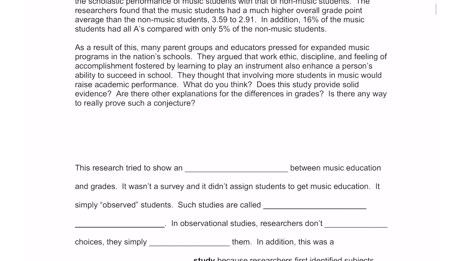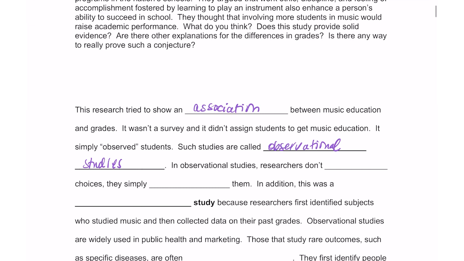The research that you just read about tried to show an association, which we also know is a relationship, between music education and grades. It wasn't a survey and it didn't assign students to get music education. It simply observed students. We call these studies observational studies. In observational studies, researchers don't assign choices. They simply observe them.